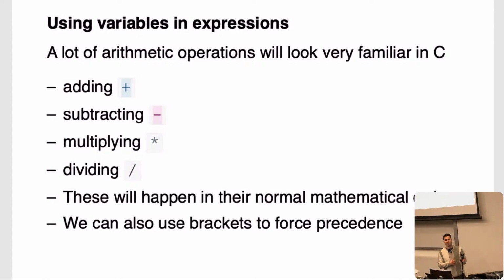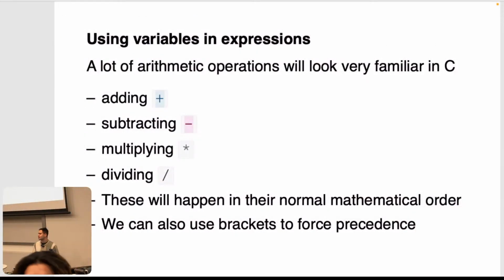And in C, here are the basic 4 building blocks. We can add, subtract, multiply, and divide. The cool thing is that they work pretty much as you would expect. They also follow a pretty standard mathematical ordering. So division and multiplication will happen before addition and subtraction if there are no brackets, for example.